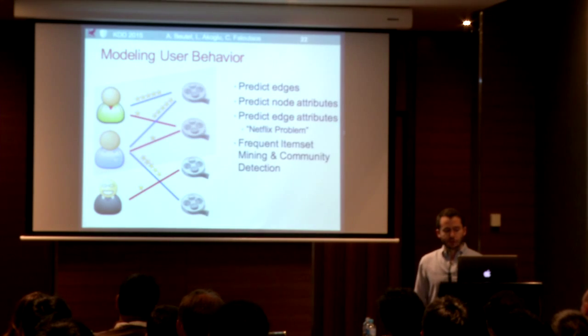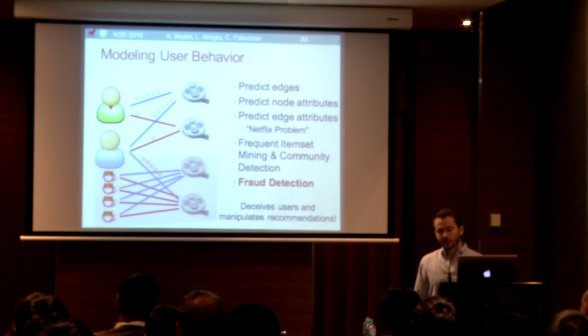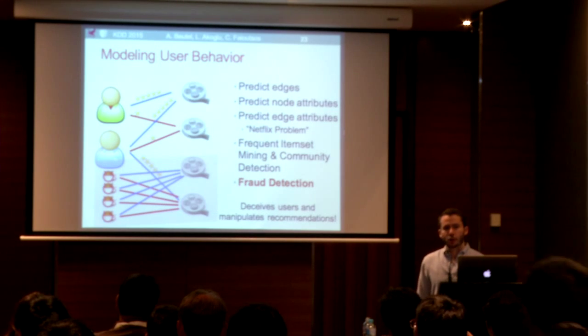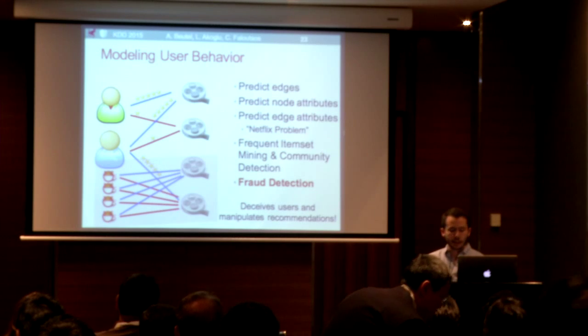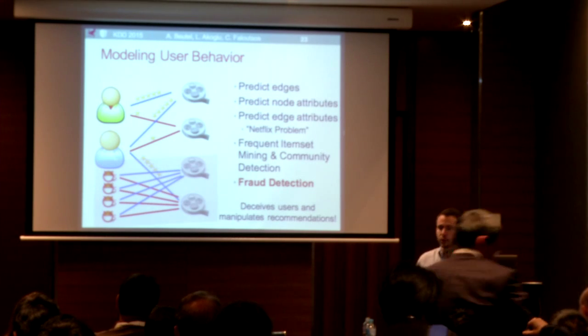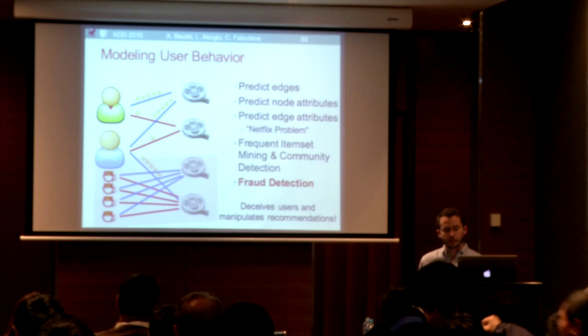And we want to find frequent item sets or groups that seem to act together in this community fashion. And ultimately, again, fraud detection. We want to be able to know when there's some odd, anomalous behavior that we want to isolate and detect, because it can generally deceive users and mess up our other algorithms.